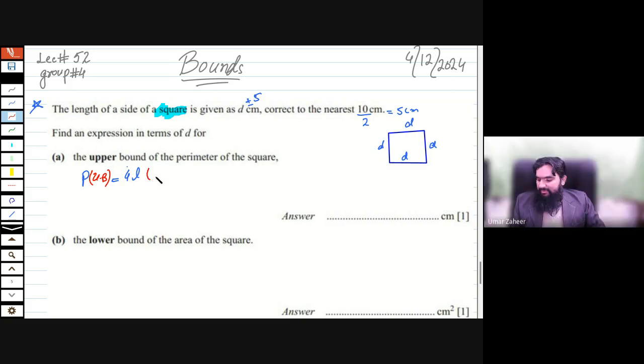Yes. So we have to substitute the upper bound of the length. The length is d and the nearest is 10 centimeters, so we get plus minus 5. For the upper bound, we just add the value: d plus 5. So this is the upper bound of the side of the square. Yes, everyone, is it clear?